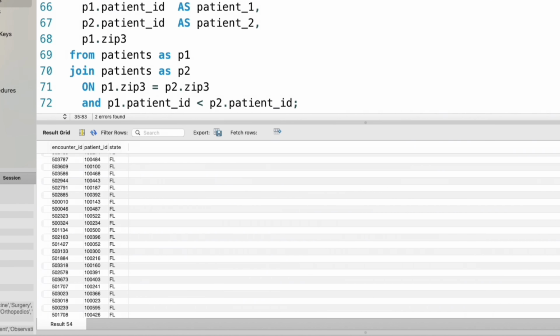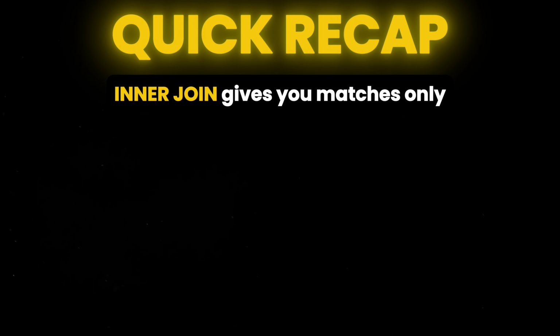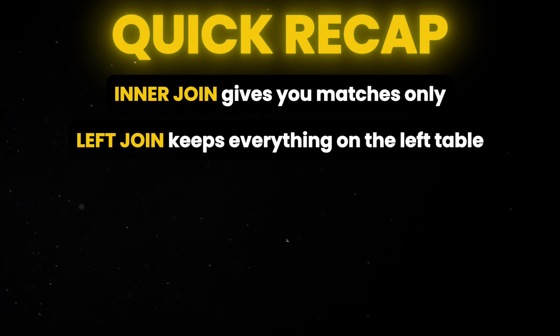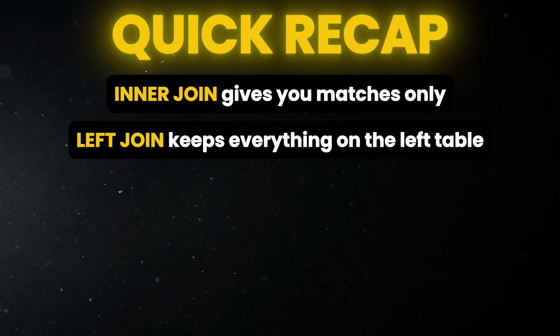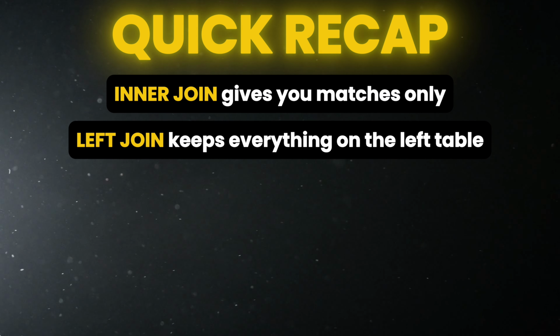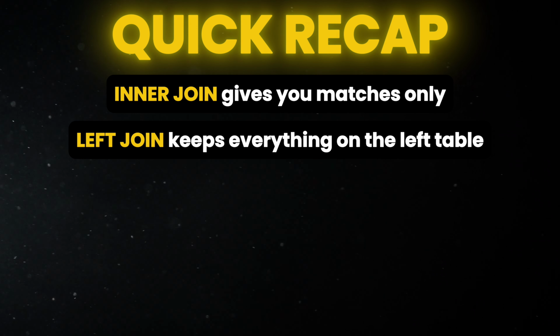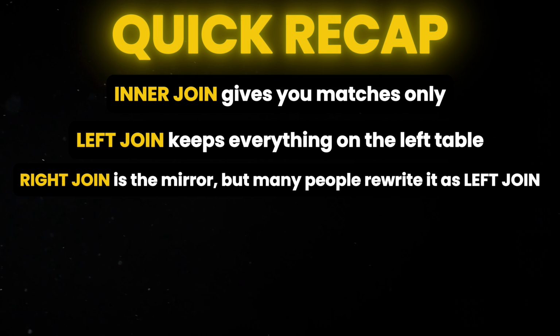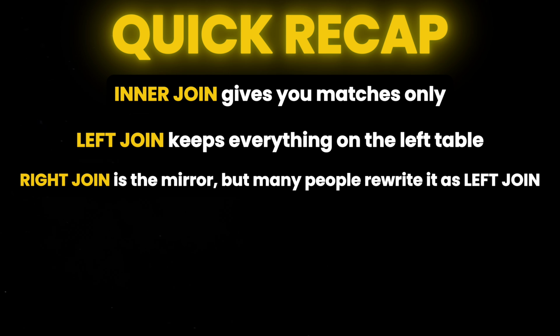And one thing to keep in mind, being able to connect all the tables is really the foundation for most reporting and most dashboards, because when you're creating those, you're going to have to be connecting a lot of tables. Before I leave you off, I know that was a lot of information, so let's just do a quick recap. Inner join gives you the matches only. Left join keeps everything on the left table, and that's the first table that you're going to use. So it's great for finding out where there are gaps in the data. And right join is the mirror, but many people just rewrite it as left joins. So essentially, right join is not really needed.